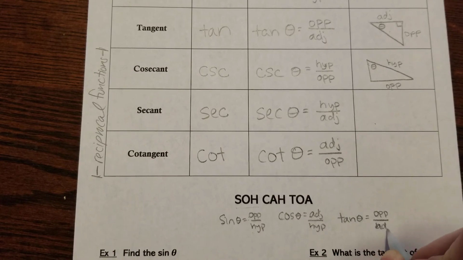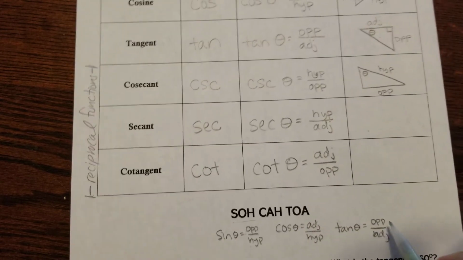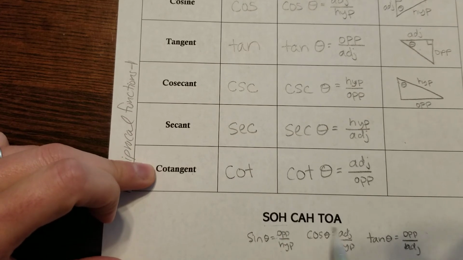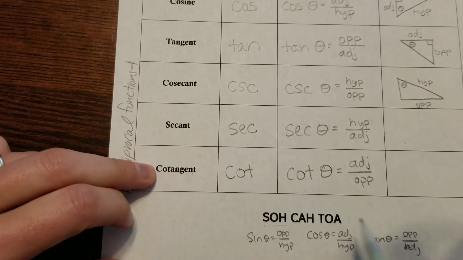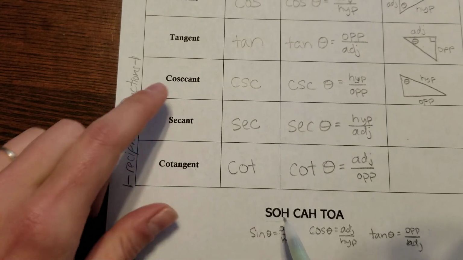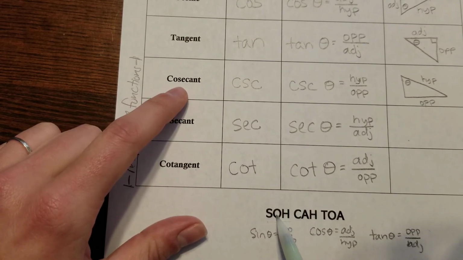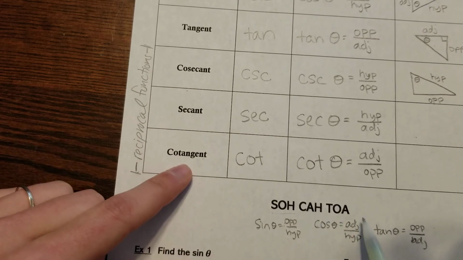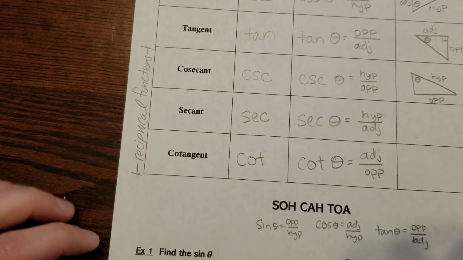over adjacent, TOA. Now, cosecant, secant, and cotangent, we don't have a nice little phrase for that, but if you can remember this one, then we're just going to go in reverse. So cosecant would be hypotenuse over opposite, secant would be hypotenuse over adjacent, and cotangent would be adjacent over opposite.